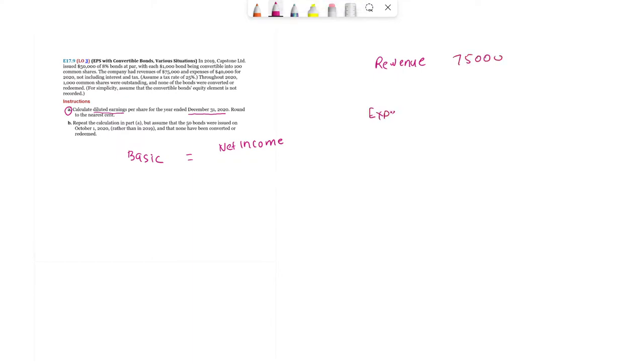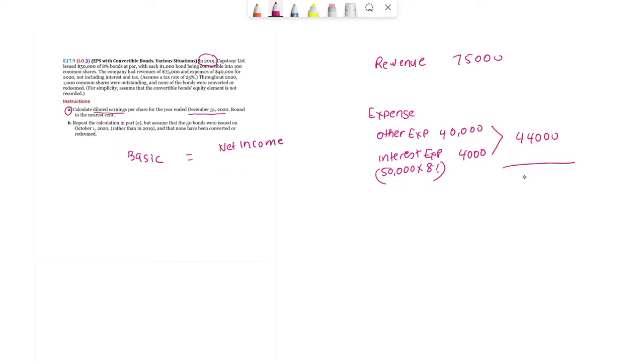And revenue minus expenses is your income before taxes. We have our expenses in 2020, not including interest expense. In other words, we have other expenses and then we have interest expense. My other expenses was $40,000. My interest expense is on the bond. The bond was outstanding for the full year, so we calculate it times the 8%, and that will be your 4,000. If I add both expenses, that's the income before taxes. In this case, it is 31,000.